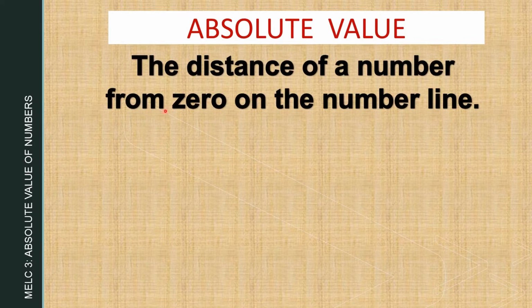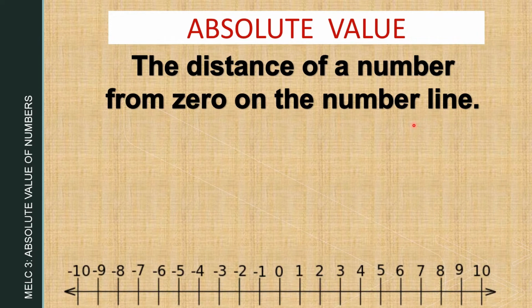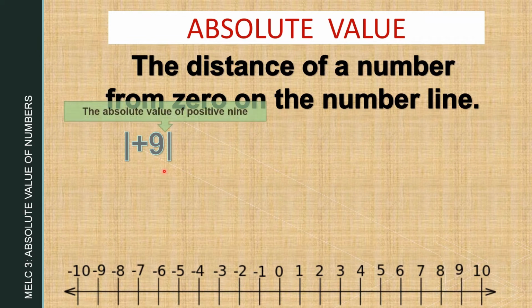Let's now dig deeper about the absolute value by having more examples. So we know that this is the distance of a number from 0 on the number line. So we will be using a number line here to illustrate the absolute value. Let's have this. This expression is to be read as the absolute value of +9. So we are getting the distance of +9 from 0.